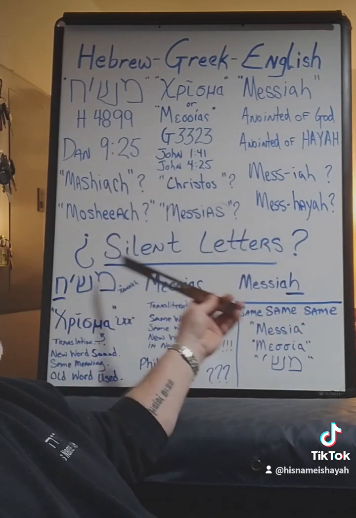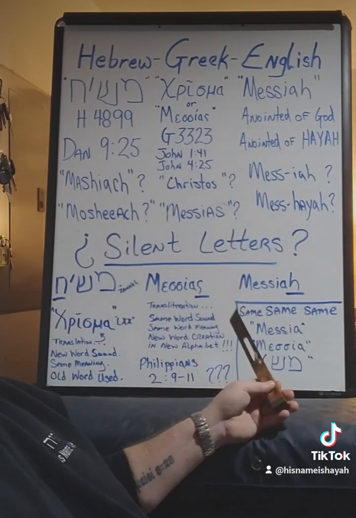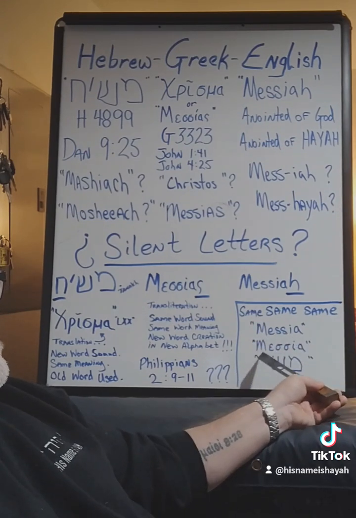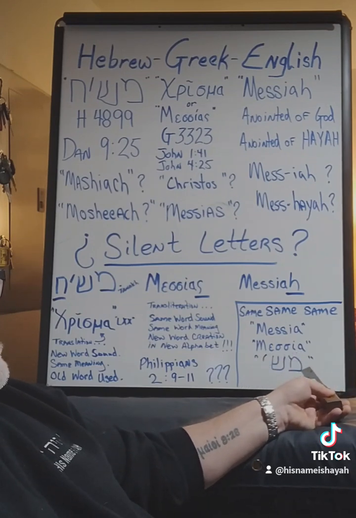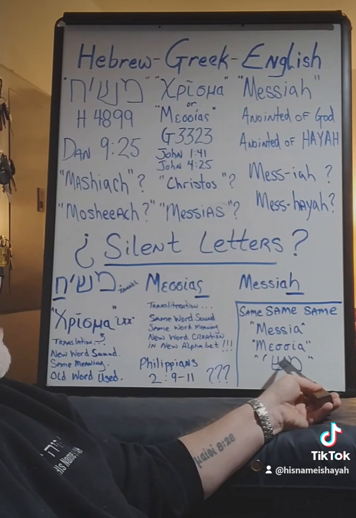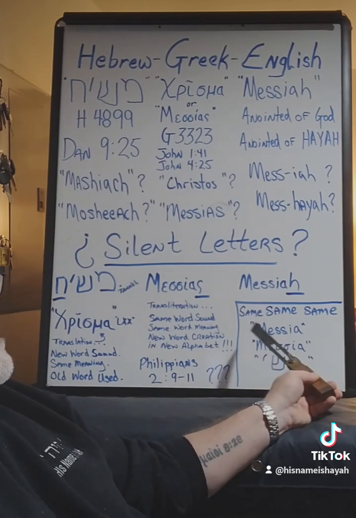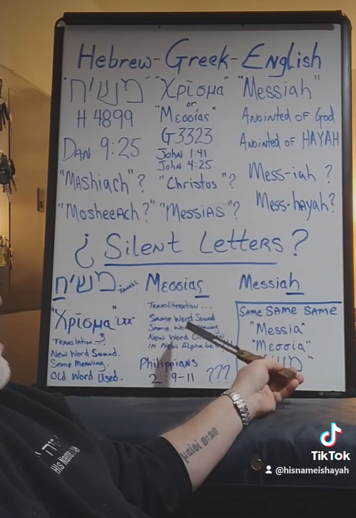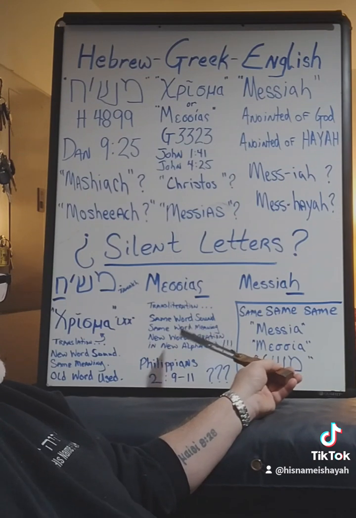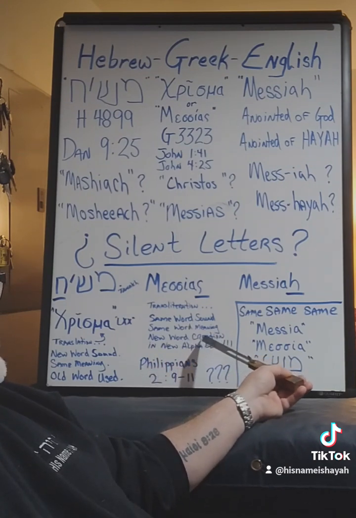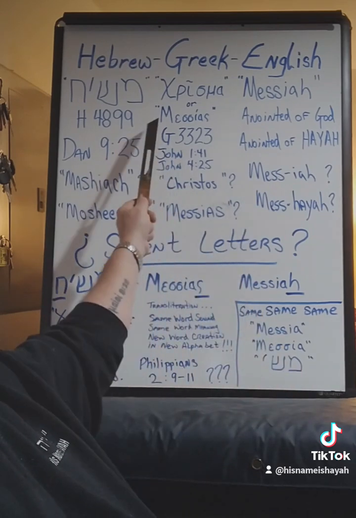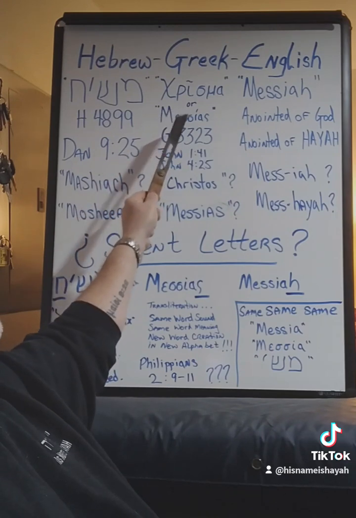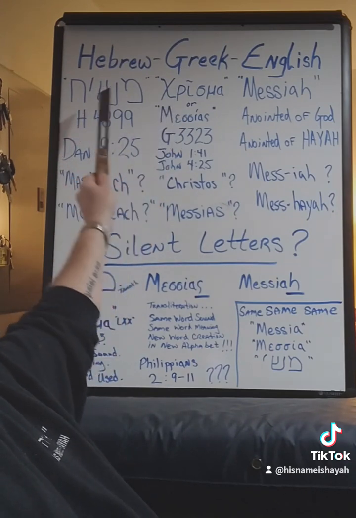So when we take these silent letters out, we get the same sound. English, Messiah. Greek, Messiah. Hebrew, Messiah. Same, same, same. Transliteration gives you the same word sound. It's going to sound the same. It's going to create a new word in that language that you're transliterating to. We created Messias. That word didn't exist in Greek. But they made it a word sounding exactly like that word so that they could have that sound.